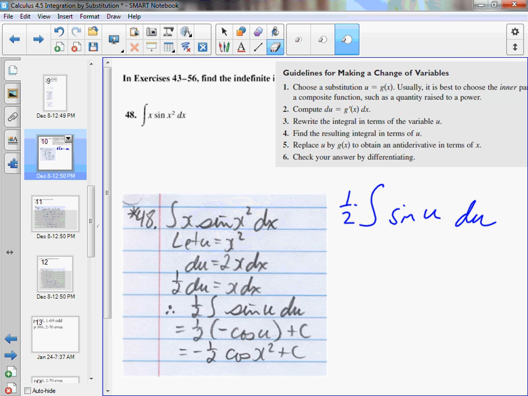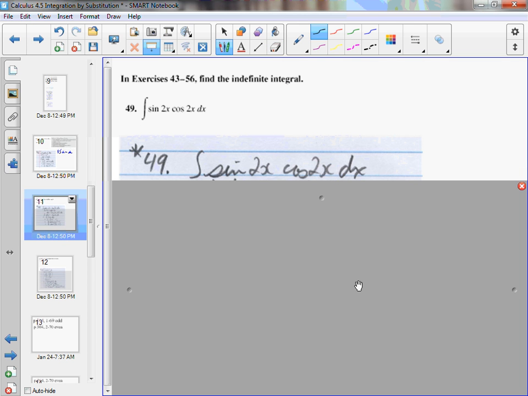All right, so that's probably the only two things that will ever happen, right? U will be a quantity with an exponent on it, or u will be the theta part of a trig function. Boy, I wish that was true. Number 49.